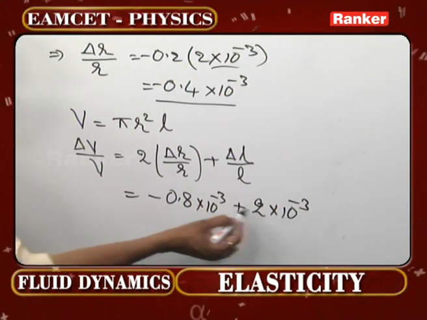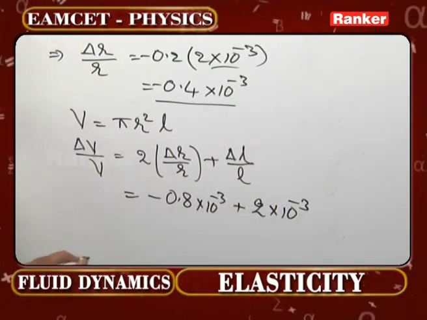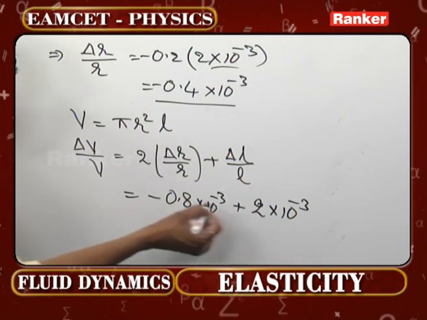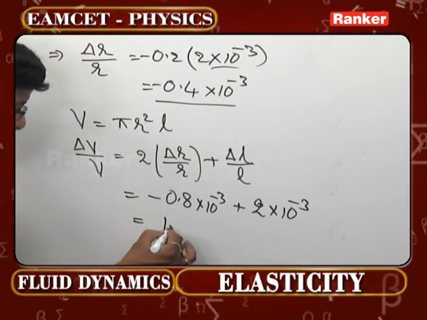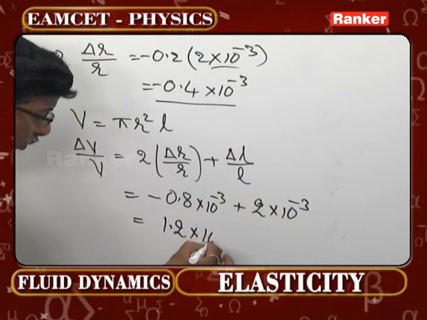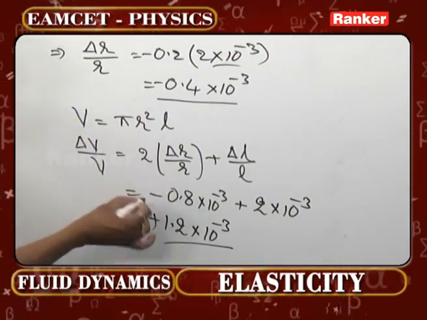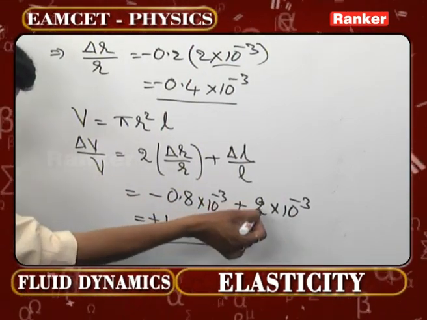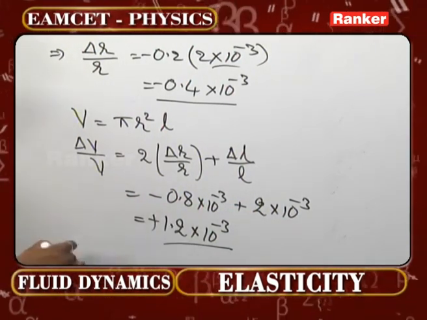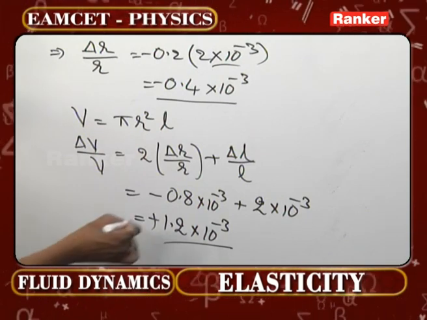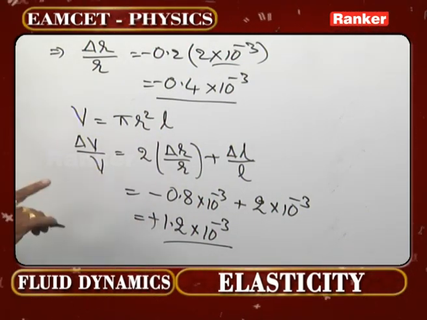Observe carefully, 10 power minus 3, the multiplication factor is common. Then can't you write 2 minus 0.8? Is it not 1.2 into 10 power minus 3, please? What is its sign now? It's not minus. Minus 0.8 plus 2, it's now going to be plus 1.2 into 10 power minus 3. This must be the correct value.